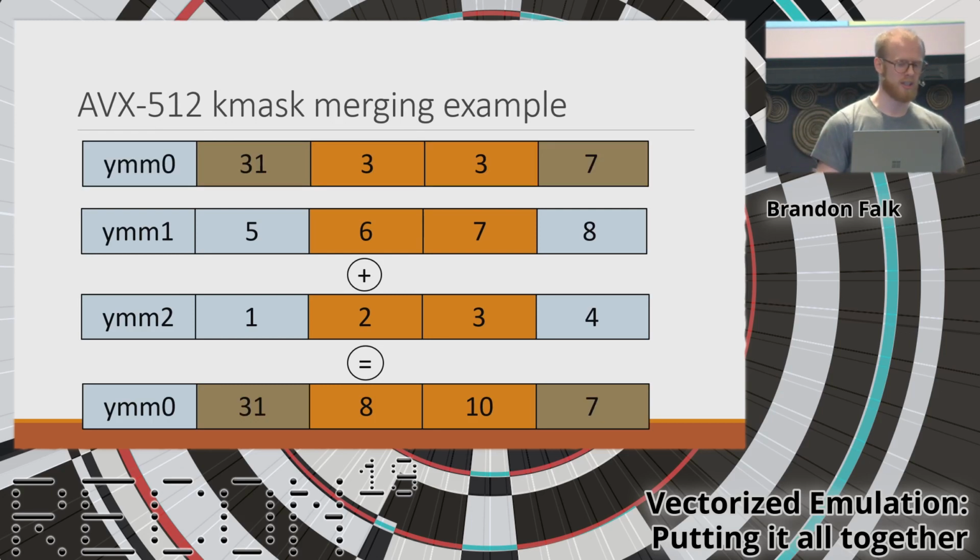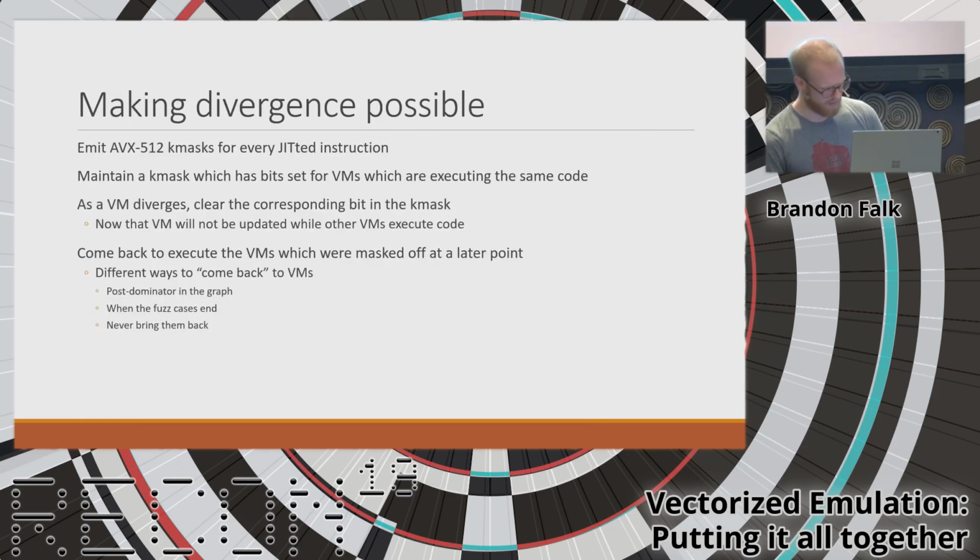In the case of merging, it's pretty much the same thing, except the old values just stay there instead of getting zeroed out. Zeroing is a little bit more useful for performance because you can get rid of dependencies, and it makes the processor a little bit faster for those instructions. So these kmasks seem like they could be usable to solve our divergence problem, in that if we made sure that every single vector instruction that we JIT has a kmask associated with it, then we could just mask off bits when things diverge.